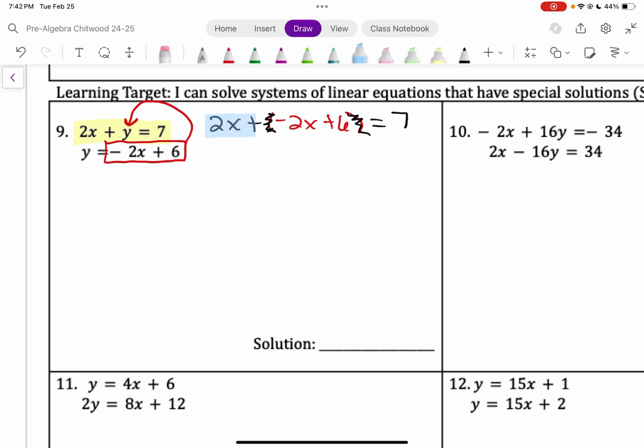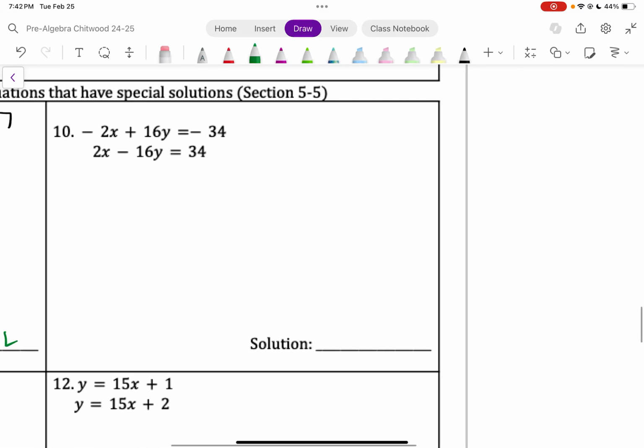2x plus negative 2x, that is 0x, or 0. So now I have 0x plus 6 equals 7. 0x equals 0. I can eliminate that. Then I have 6 equals 7. 6 does not equal 7. Because of that, it is no solution. It's a false statement. All right, next one.